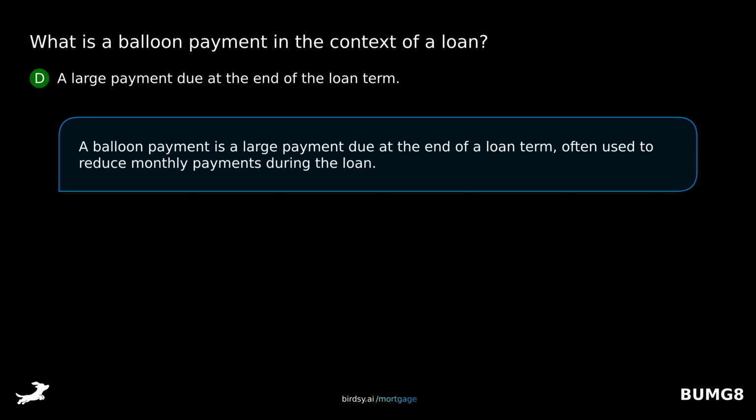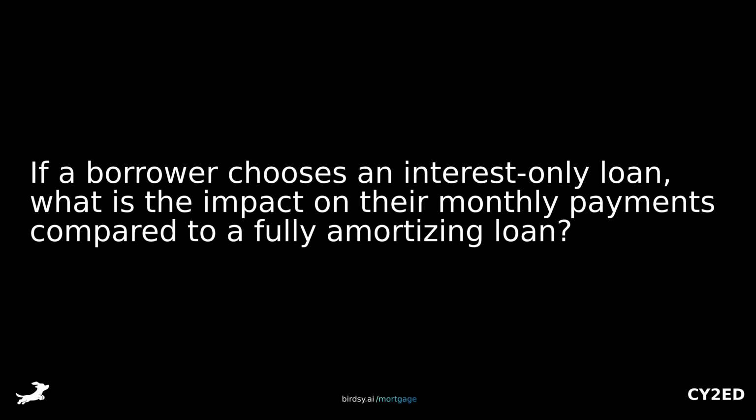A balloon payment is a large payment due at the end of a loan term, often used to reduce monthly payments during the loan. If a borrower chooses an interest-only loan, what is the impact on their monthly payments compared to a fully amortizing loan?